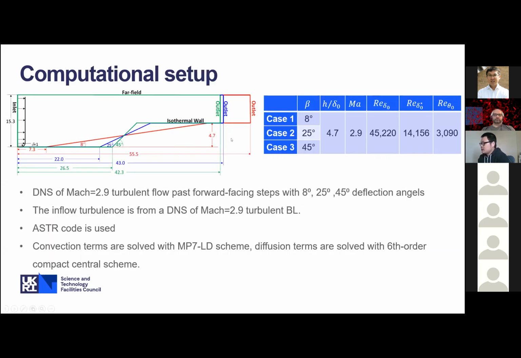So we ran a simulation of flow over the forward-facing step with different deflection angles, from a very small deflection angle of 8 degrees to 25 degrees, which is the most studied one, and up to 45 degrees. They did measurements of exactly the same geometry, so we ran DNS. These are the flow parameters. We use the same height of the step, so the length of the step will change. And this is the Mach number 2.9, with the Reynolds number.